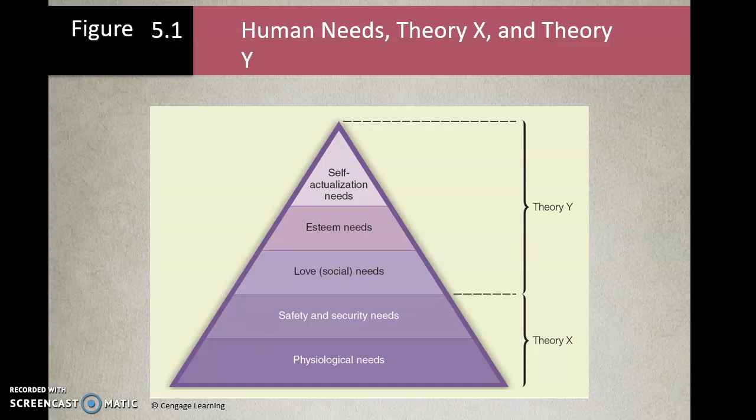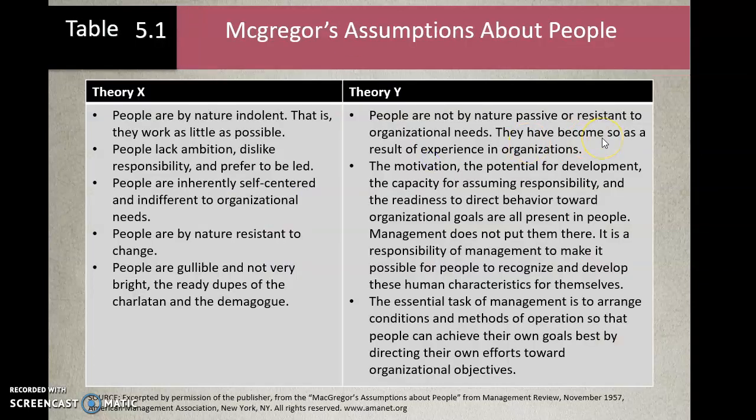And then when you reach the pinnacle, you're capable of being all that you can possibly be. That's your self-actualization, and that's where that falls. But like I said, we're comparing and putting McGregor's assumptions on the same scale as Maslow's hierarchy of needs.